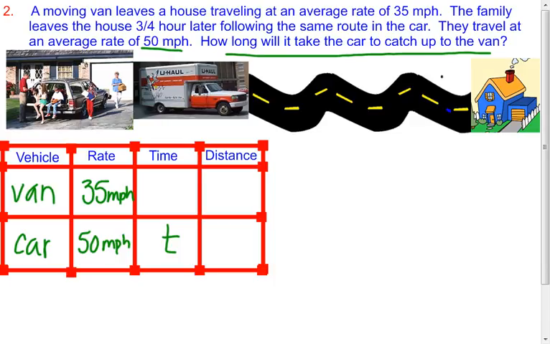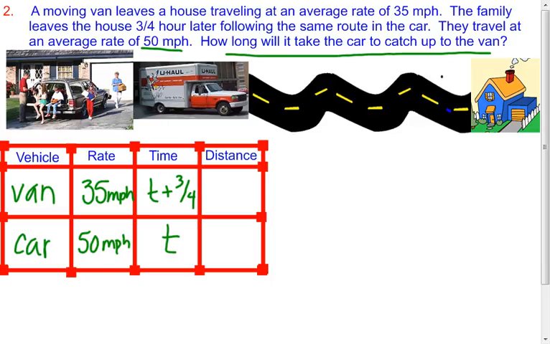I don't know how long the car was on the road, but I know that the van left before the car. The van left 3/4 of an hour before the car. So that means that the moving van was on the road longer than the car. So if I'm going to do it this way, then this needs to be t plus 3/4 of an hour. So it was however long the car traveled plus 3/4 of an hour.